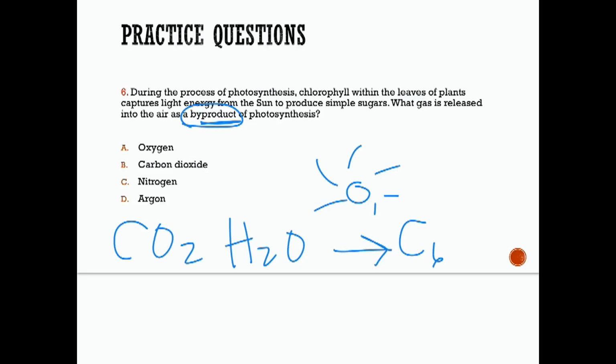It produced the C6H12O6, which is the glucose, which is the simple sugar it talked about. The question wants to know the gas, all right? It also releases the O2, which is the oxygen gas, so we can breathe. So we should thank the plants and the trees for this. So 6 would be A, oxygen.